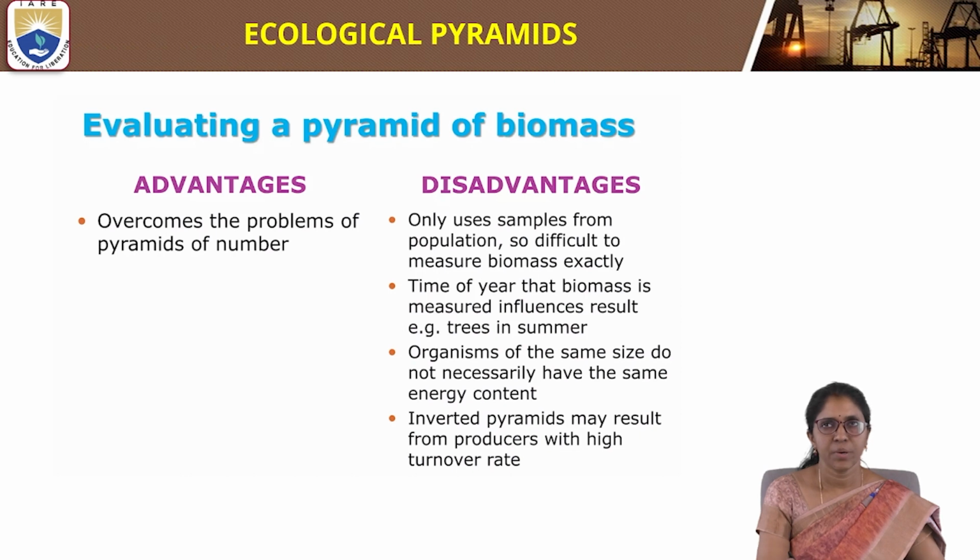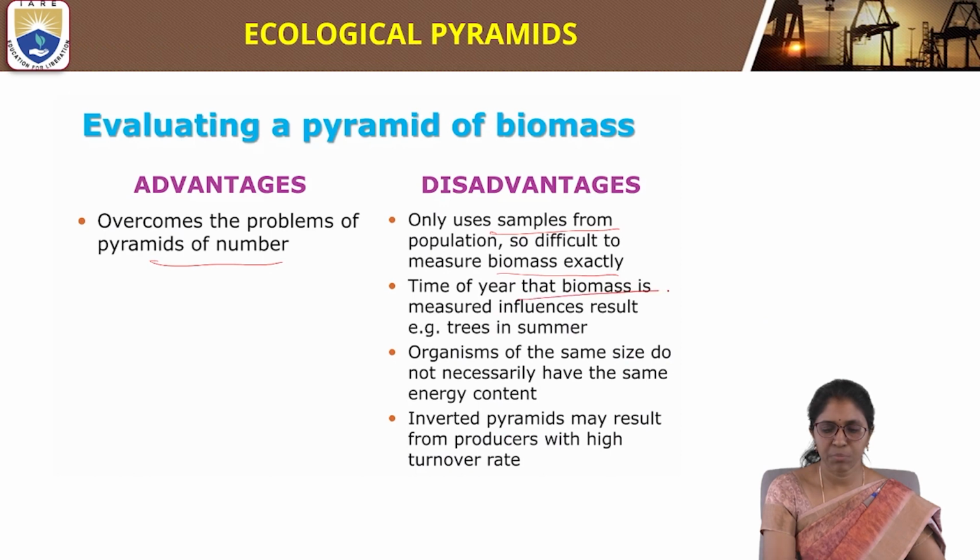Evaluating a pyramid of biomass, advantages and disadvantages. Advantage: this overcomes the problems of the pyramid of number. We have some disadvantages of the pyramid of number, and we can overcome them. Disadvantages: it only uses samples from the population, so it is difficult to measure biomass exactly.